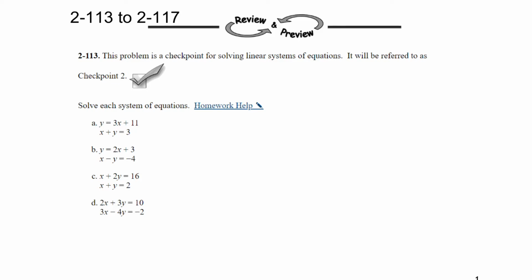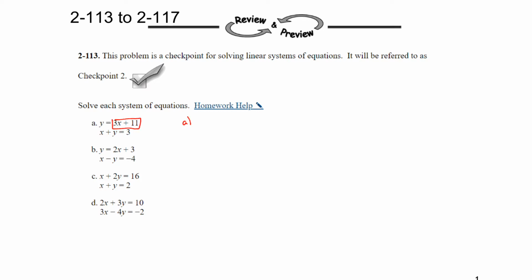Hello, welcome to Chapter 2, homework questions 113 to 117. This problem is a checkpoint for solving linear systems of equations. It will be referred to as checkpoint 2. Solve each of the systems below. So we have 4 different ones we're going to be looking at. Solve them different ways, hopefully, as well.